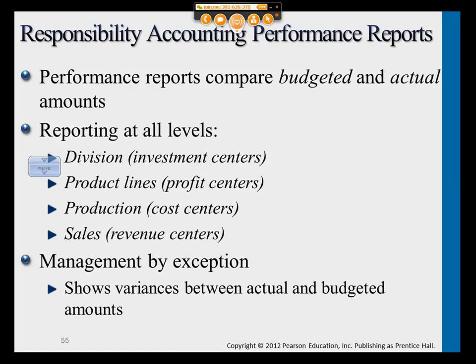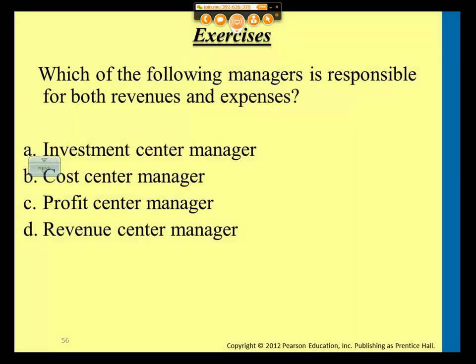So I will put in place my management by exception, where I'm going to look at the variances between the actual and the budgeted numbers. So let's look at this. Which of the following managers is responsible for both revenues and expenses? So is it my investment, cost, profit, or revenue? Good job.